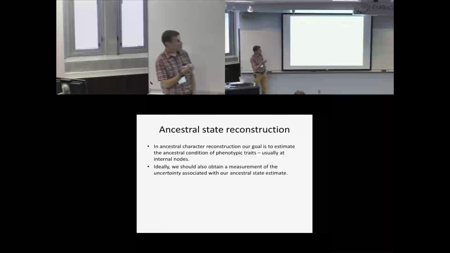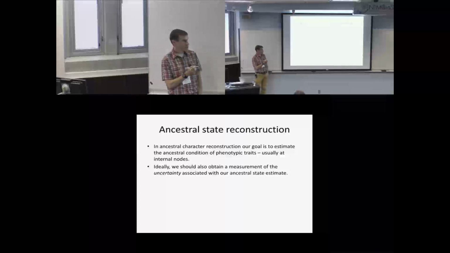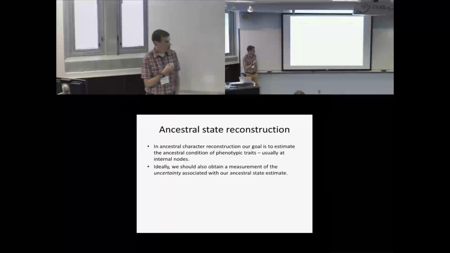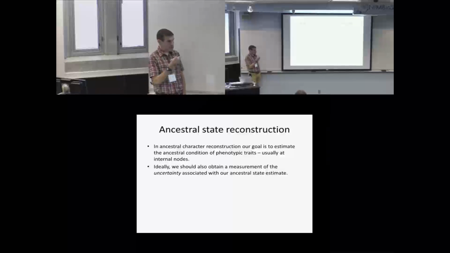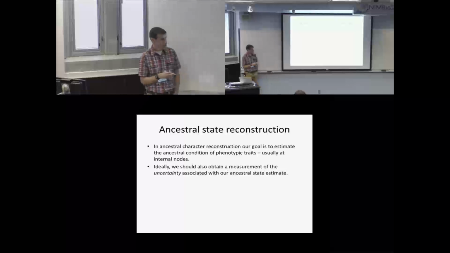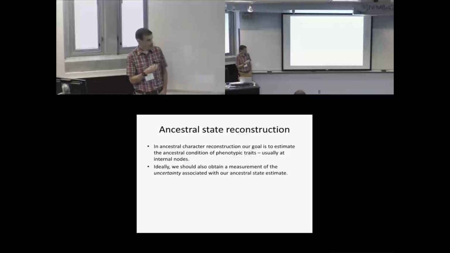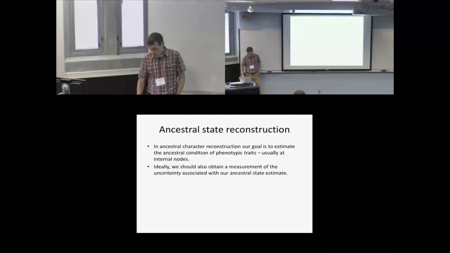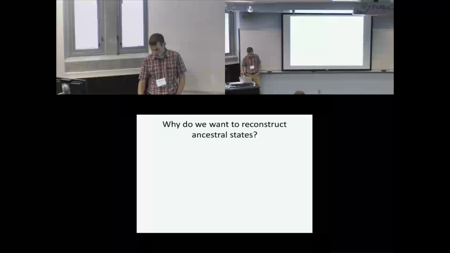And ideally we'd also like to obtain some measure of the uncertainty associated with our ancestral state. So in other words, how confident can we be that the hypothetical ancestral species that was alive at the time, the common ancestor of particular taxa in our phylogeny, had a value for the phenotypic character that's equivalent or near our estimated ancestral state, okay?